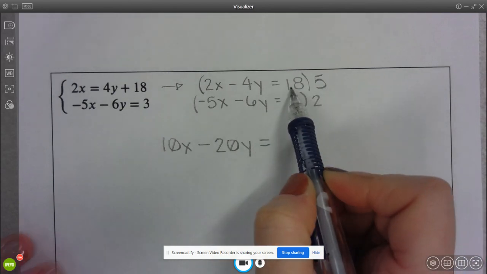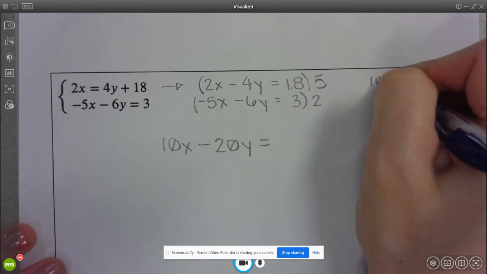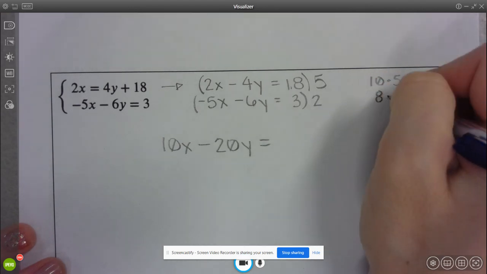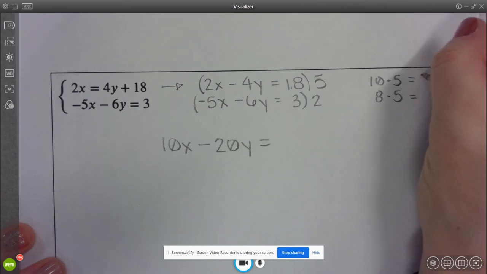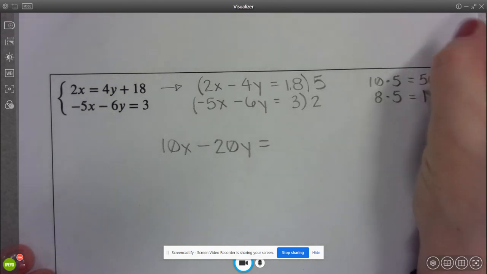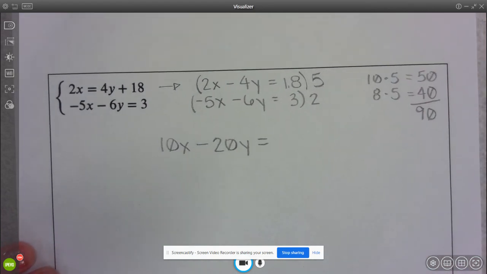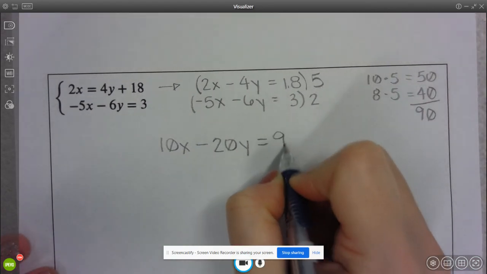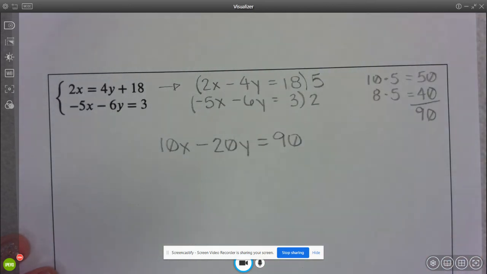And 5 times 18. Well, let's say I don't know that off the top of my head. That's like 10 times 5 and 8 times 5. Well, 10 times 5 is 50. 8 times 5 is 40. Adding those together gives me 90. So that tells me that 18 times 5 is 90.